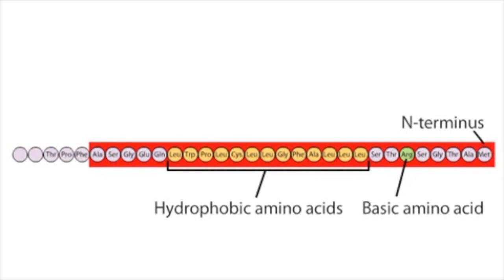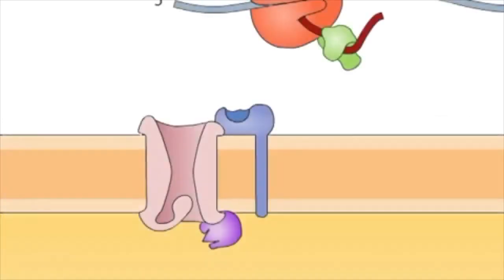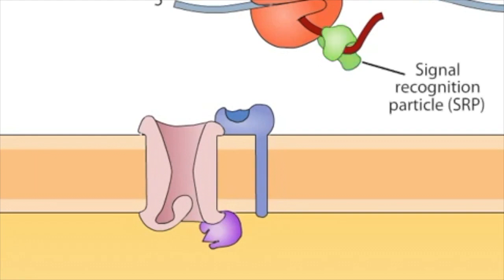As a signal sequence emerges from the ribosome, it is recognized and bound by a signal recognition particle, or SRP, consisting of 6 polypeptides and a small cytoplasmic RNA. The SRP binds the ribosome as well as the signal sequence, and in so doing, stalls translation.